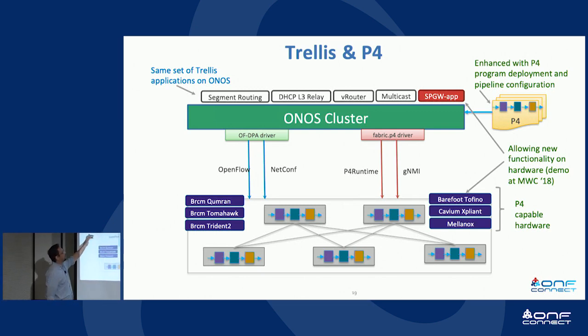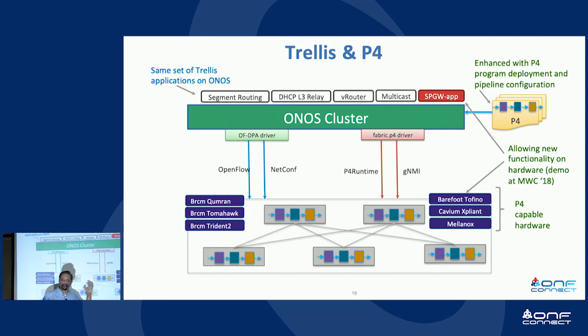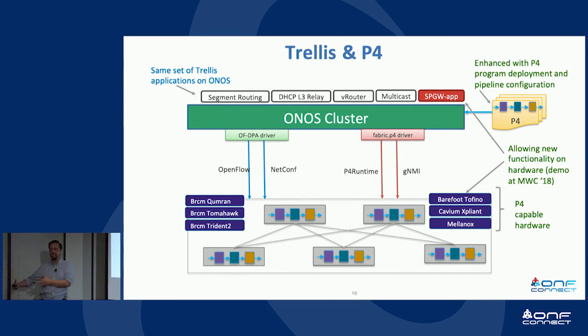ONOS is written in a way where the applications don't have to worry about the differences in the pipelines. The applications are written one time, and then they are adapted through these drivers to work with different ASICs and different abstractions, different pipelines. Okay, so that brings up very exciting possibilities in the future about how we can take Trellis and introduce newer features that are needed for the operators and the central office traffic that the central office sees.